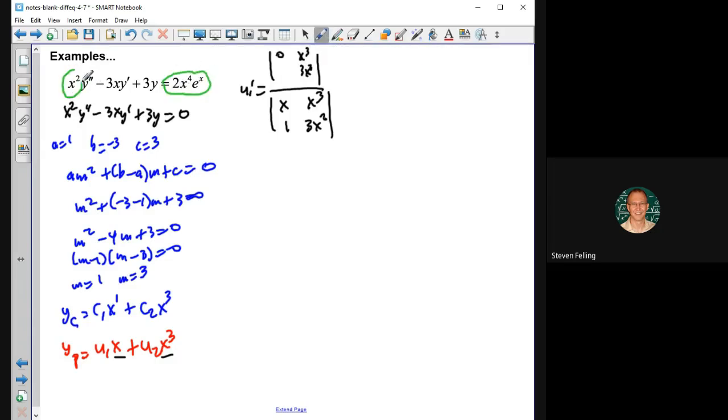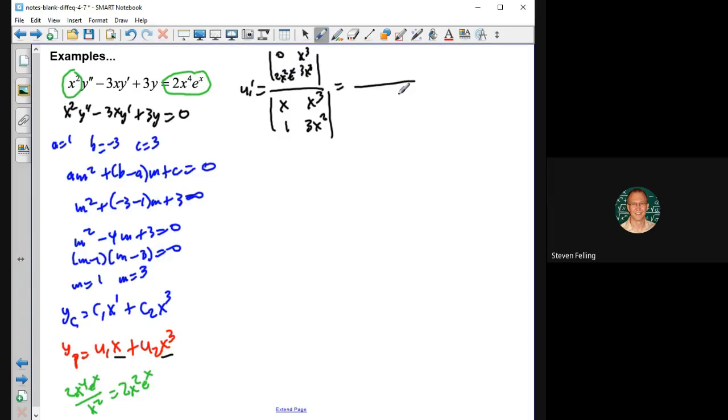You first have to divide everything by this, right? Because this works when it's in the form where you've got a 1 here. So the real right-hand side function is actually 2x to the fourth e to the x over x squared. So it's really only 2x squared e to the x, okay? So that's what I'm going to plug in here, 2x squared e to the x.